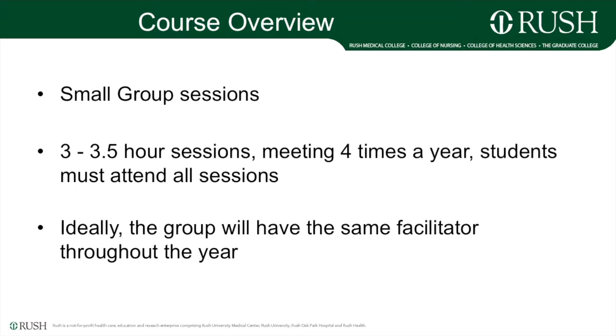Each student is required to attend 4 sessions. There are 2 in the fall and 2 in the spring. Each session is about 3 to 3.5 hours long. If a student does not show up for their session or sends you correspondence regarding an upcoming missed session, please inform me. Ideally, each group will have the same facilitator throughout the year. This will allow for consistency in their feedback.